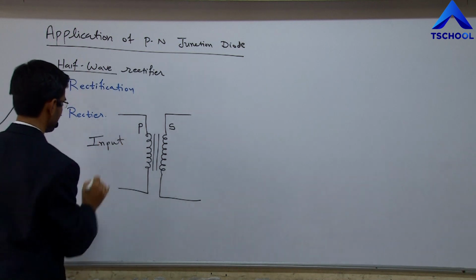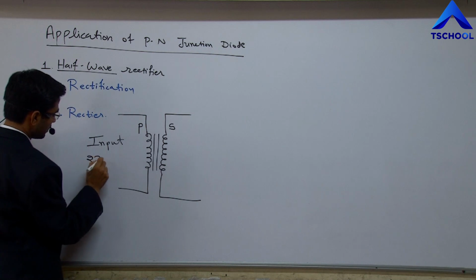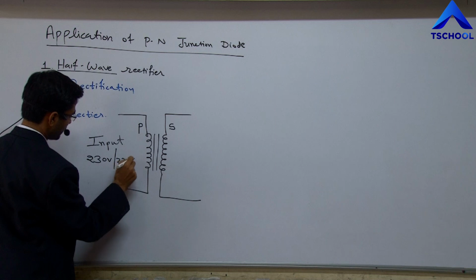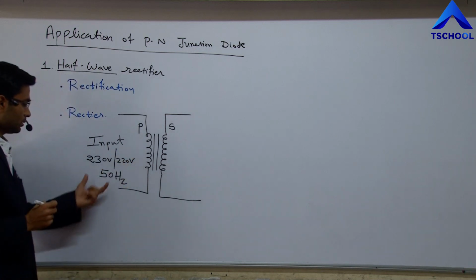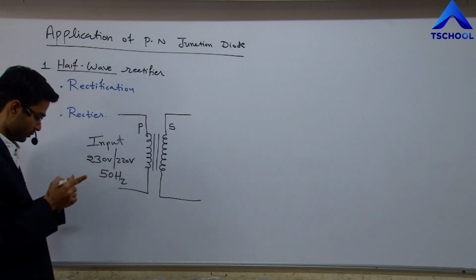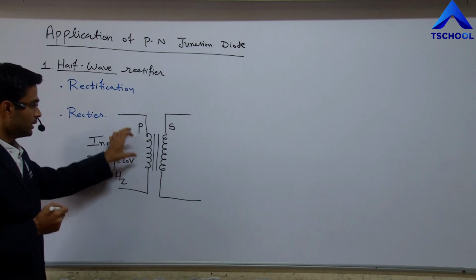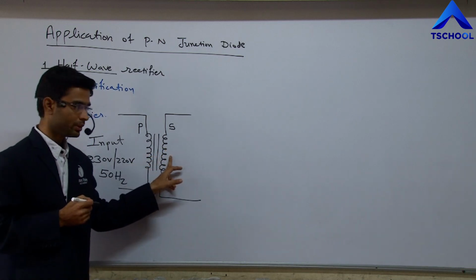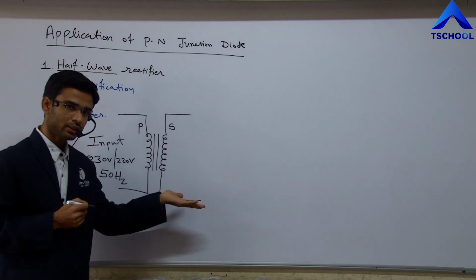Now here, the input is 230 volt or 220 volt and 50 hertz frequency. The input of the transformer is the primary winding, and the output of the transformer is the secondary winding of the transformer.